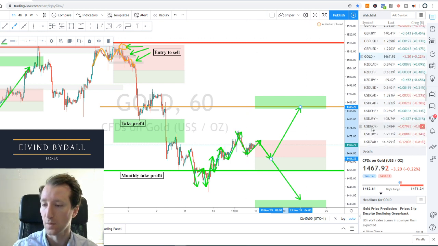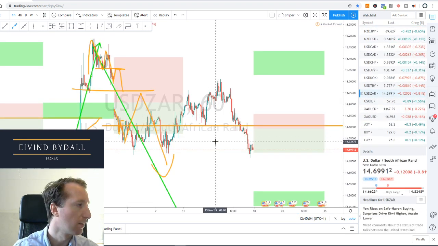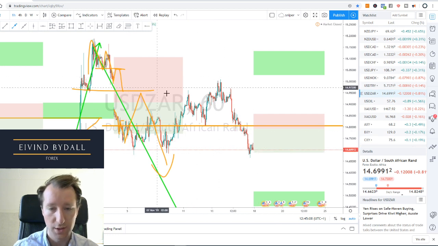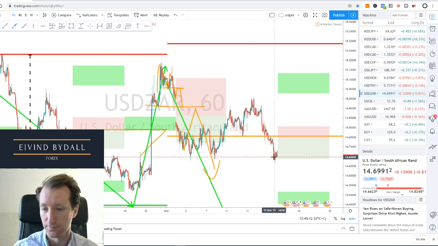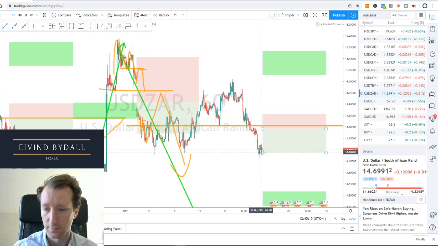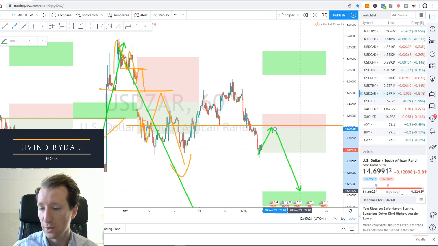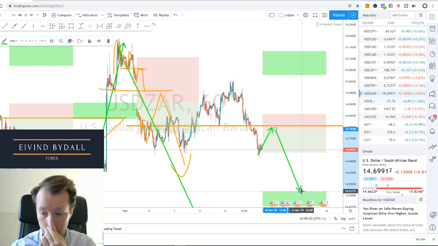All right? USDZAR. Then we are here, which is quite daunting for buyers, but we are always sellers of USDZAR. So what do you want to see here? You want to see the price coming back up to 1479, and you can take it all the way down to 1451.